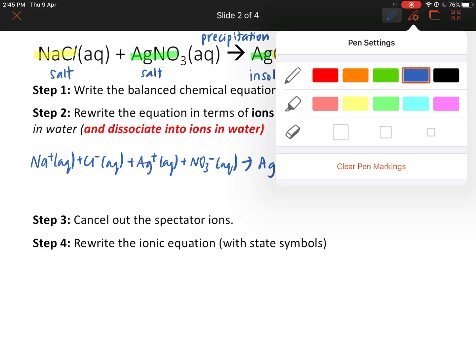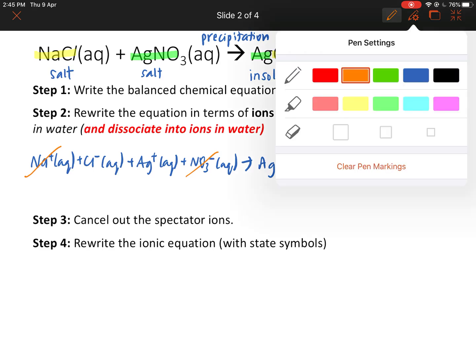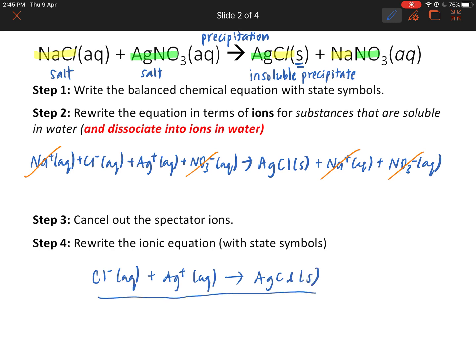Next step, cancel out the spectator ions. There are two spectator ions, sodium ion as well as nitrate ion. Final step, rewrite the ionic equation. This is the final ionic equation of this reaction. There will be other examples in your worksheet.